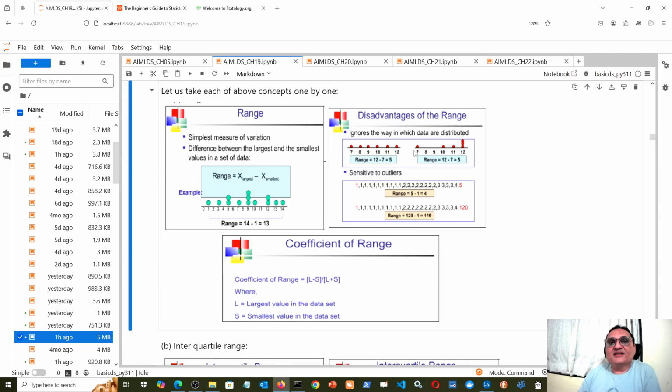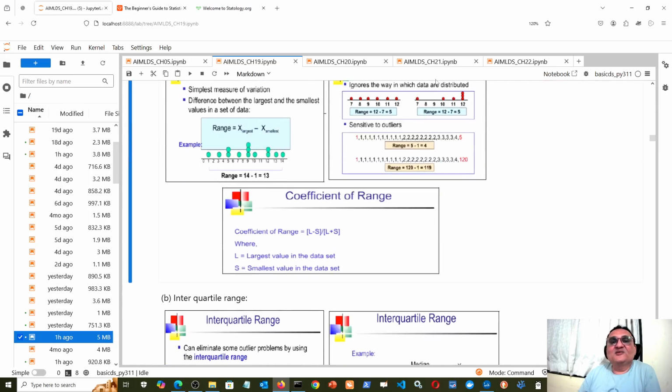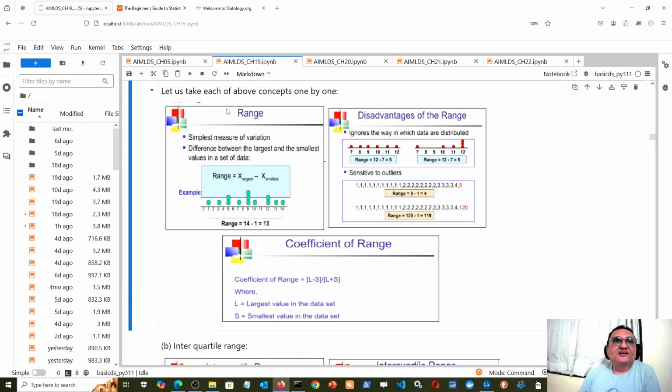While here also 12 minus 7 is the range, but are these two data distributions equal? Ranges are equal, but are these two data distributions equal? No. So that means range has this disadvantage that it does not give an idea about the distribution of data, how the data is distributed. Okay, that is the first disadvantage.